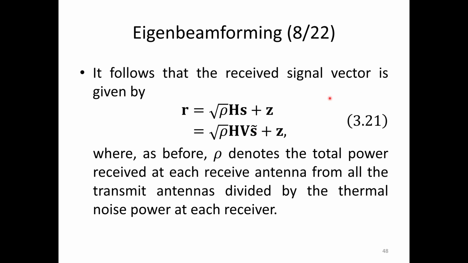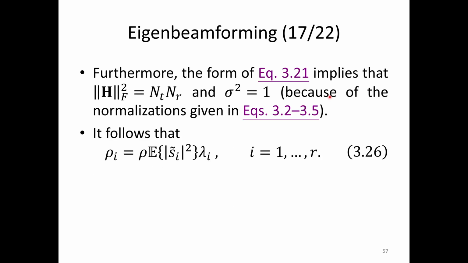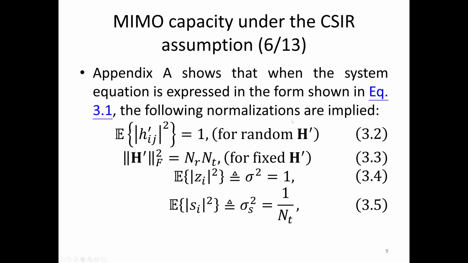Okay, let us go back to page 57. So equation 3.21 implies that the square of the Frobenius norm of H is equal to Nt times Nr, and sigma squared is equal to 1, because of the normalizations given in equations 3.2 to 3.5. Let us go to equations 3.2 to 3.5. Here, in this slide, we can see that for fixed H prime, the square of the Frobenius norm of H prime is equal to Nr times Nt, and sigma squared is equal to 1.